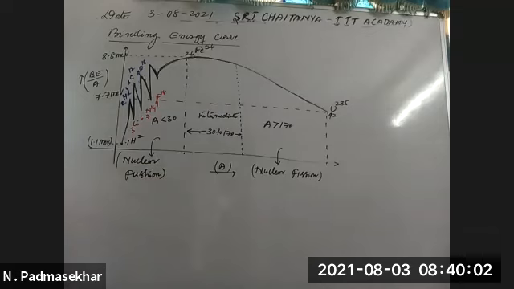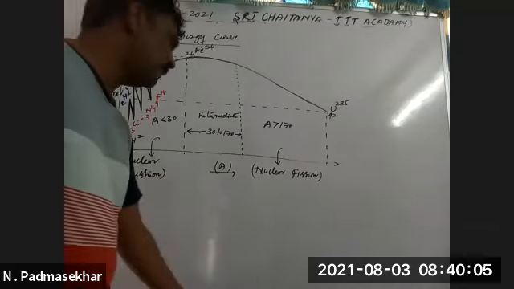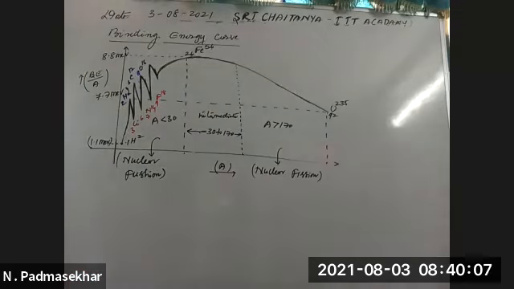Nuclear fusion takes place in the left region of the binding energy curve. So nuclear fission takes place in the right region of the binding energy curve. Nuclear fusion takes place in the left region of the binding energy curve. Okay. So to get stability.